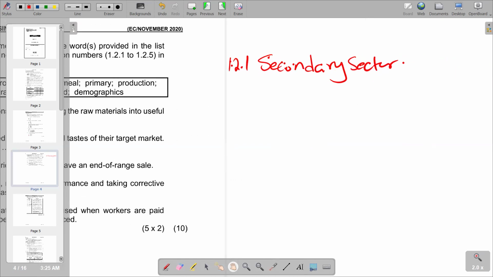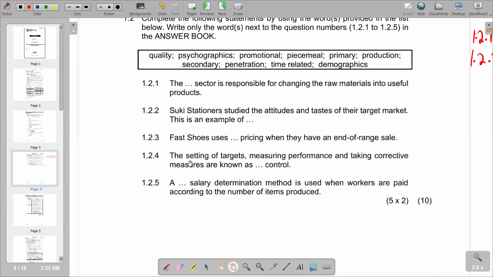So we have got 1.2.2, and we are saying psychographics. So this is what we want for the second part, which is 1.2.2.